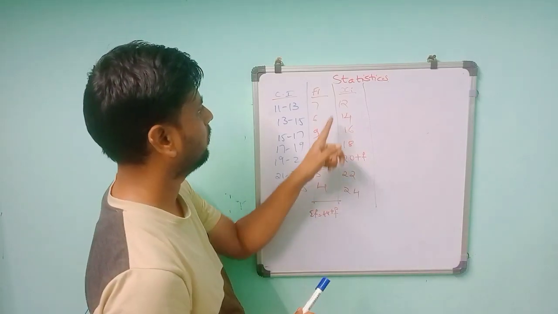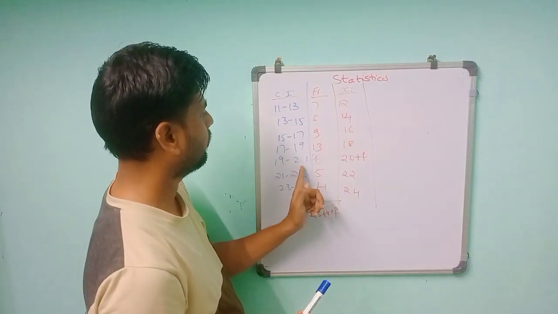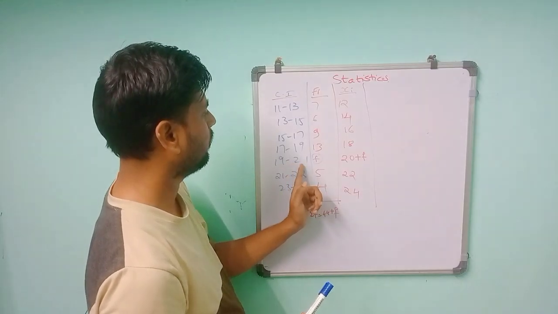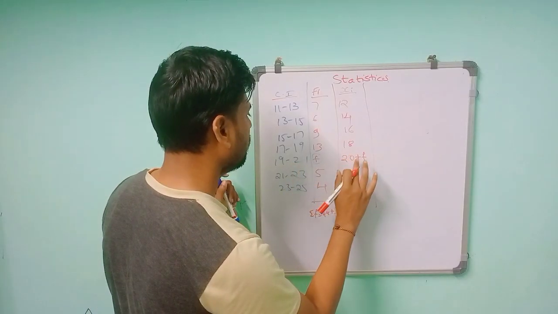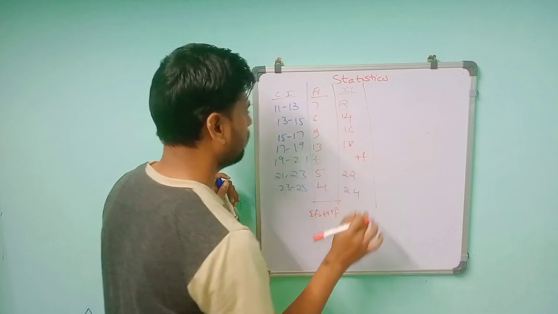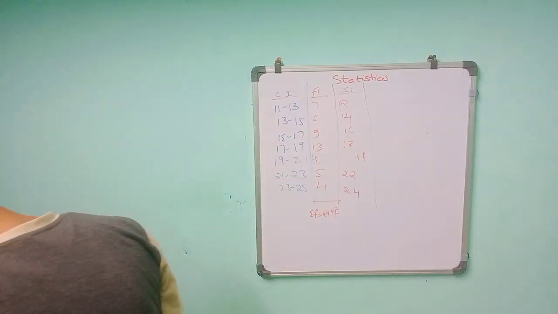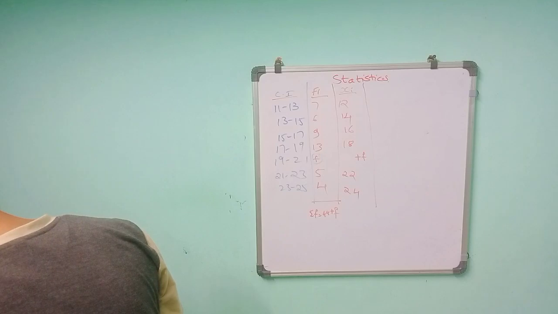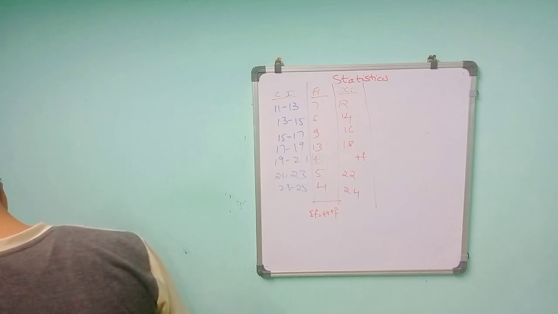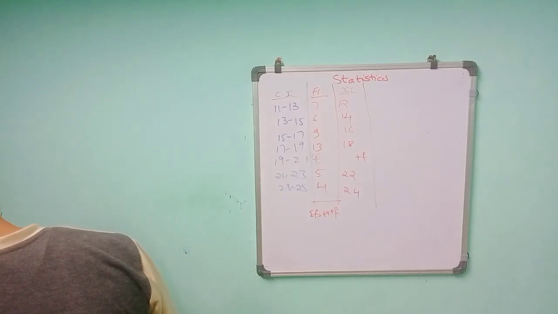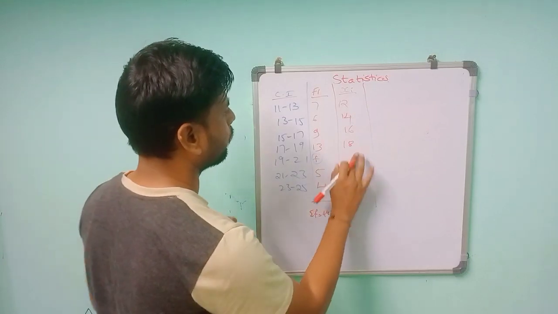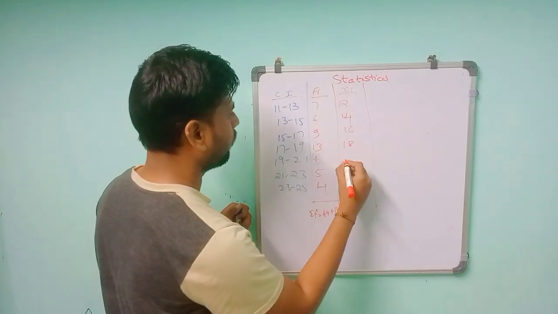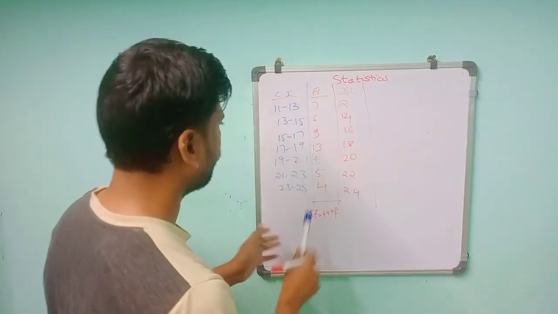So 20 plus f. 18, 19, 19, 20 is 40, 40 plus f. 40 plus f by 2. So this will be same. Okay, here 40 means 20, so it will be same. Only you have to find out the f.